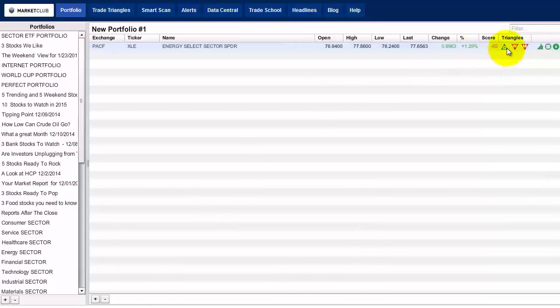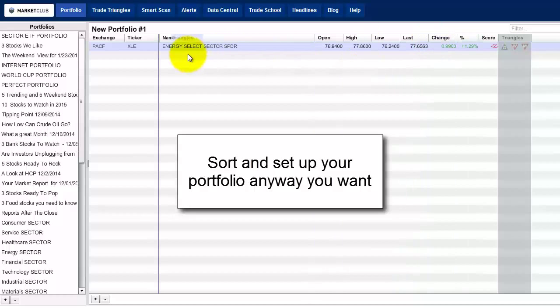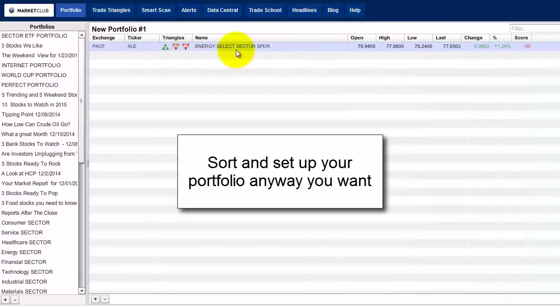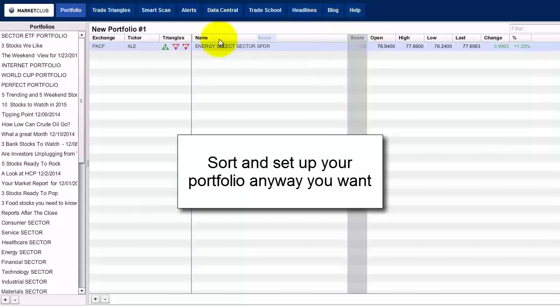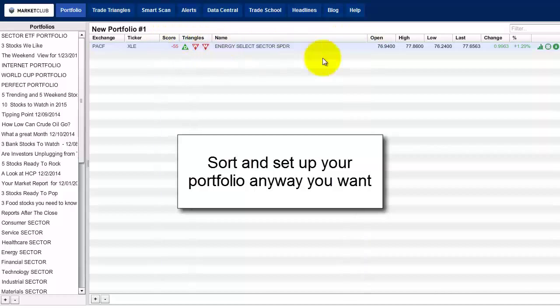And you can see right away that you have your trade triangles pointing down in the weekly and the monthly. The trend is down, and you can always do this, which you may not know with MarketClub. You can grab this and actually move it right over to there so you can see them right away, right before you see the name. Some people like to do that. You can also move the scores where you want the scores to be. Again, it's very, very flexible, and people love this about MarketClub.